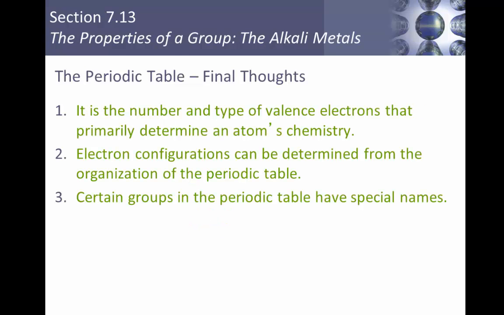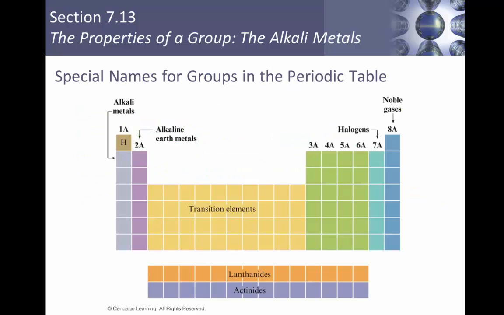Okay, so let's just think about some of the things we've talked about so far. We've discussed the idea that valence electrons are the electrons involved in bonding, so they determine the atom's chemistry. We know that we can write electron configurations or the address of the element from the periodic table, or we could use our cheat sheet that we created. And certain groups in the periodic table have special names, which you'll see in the next slide.